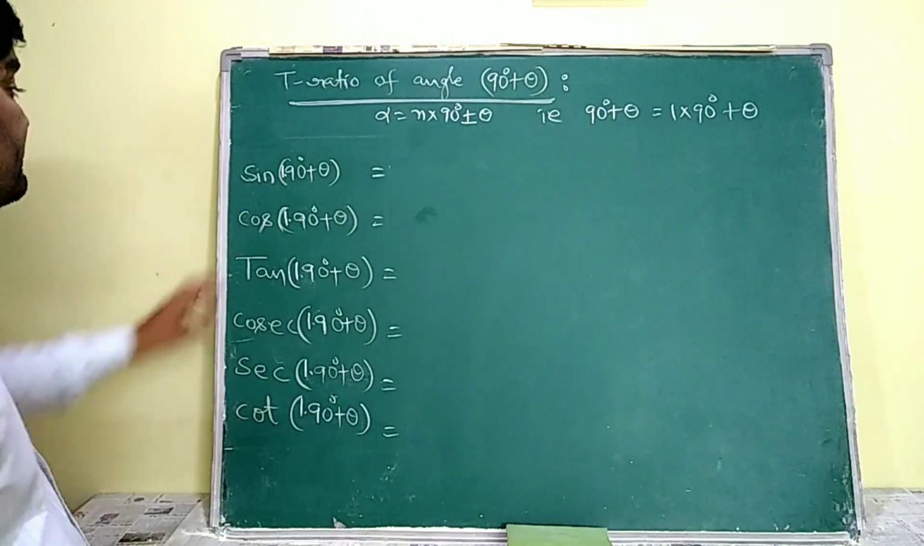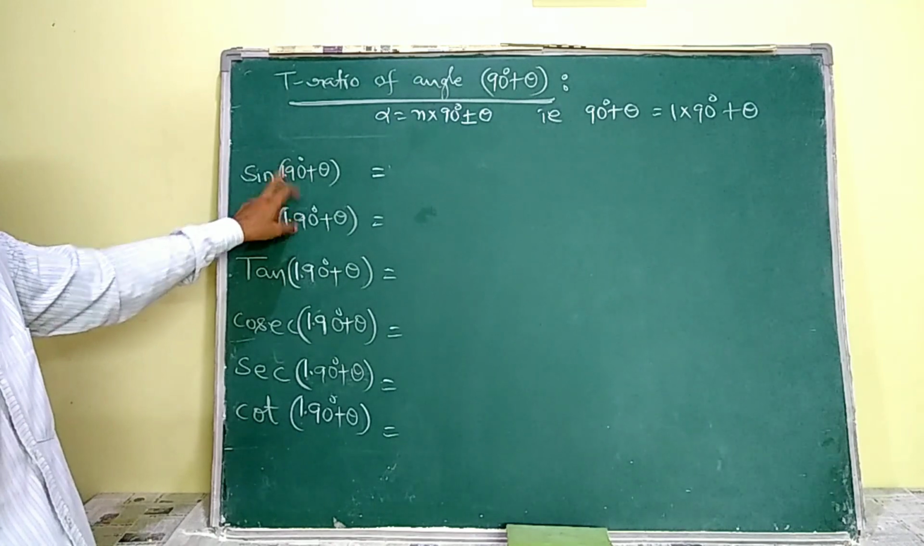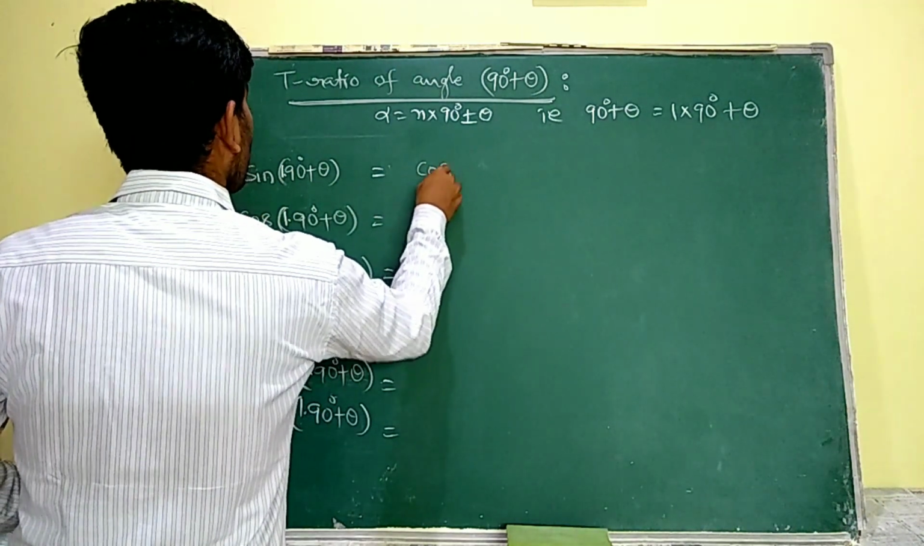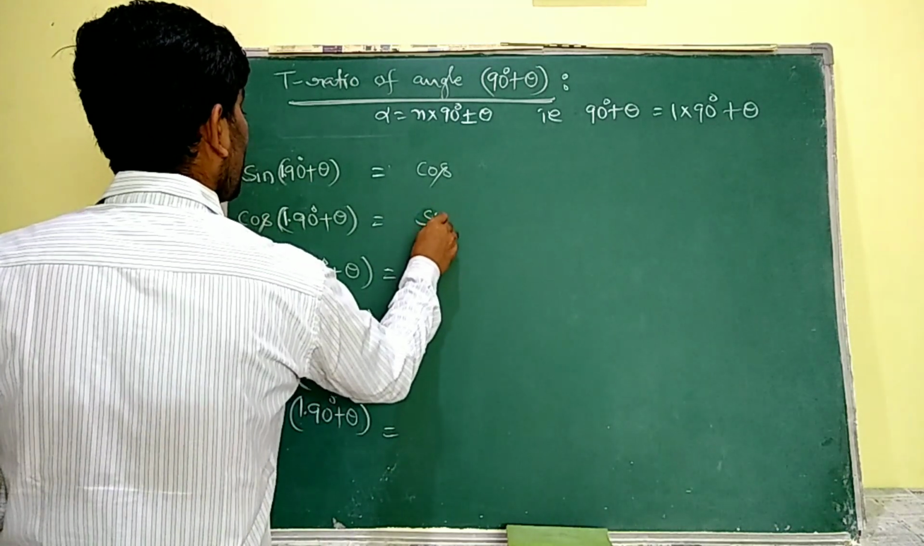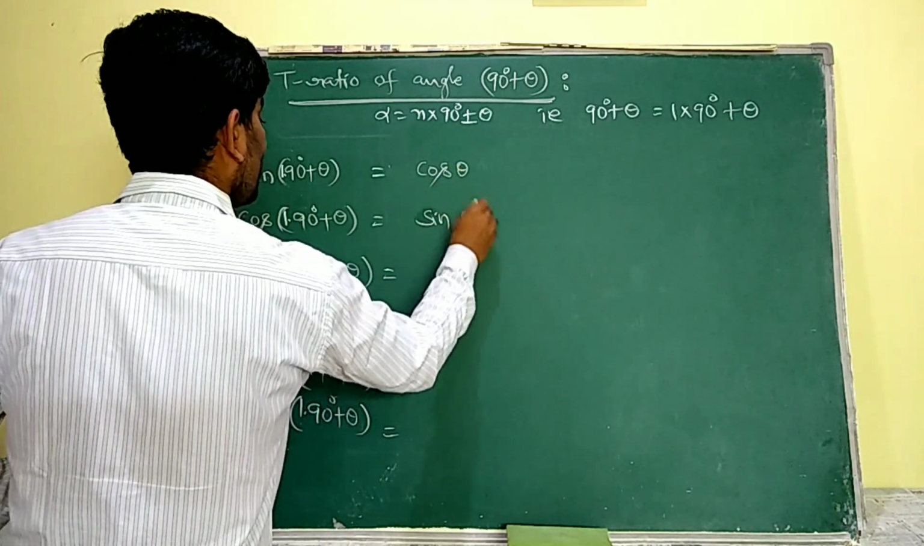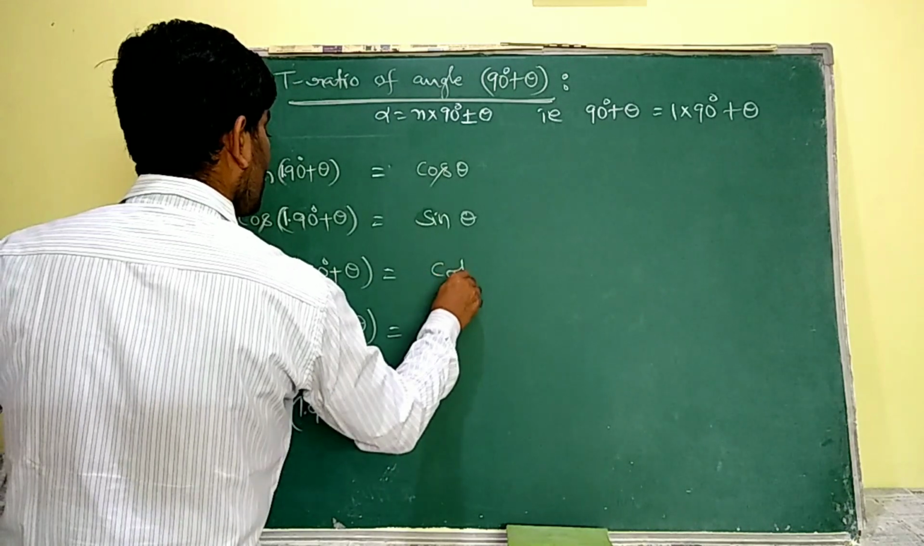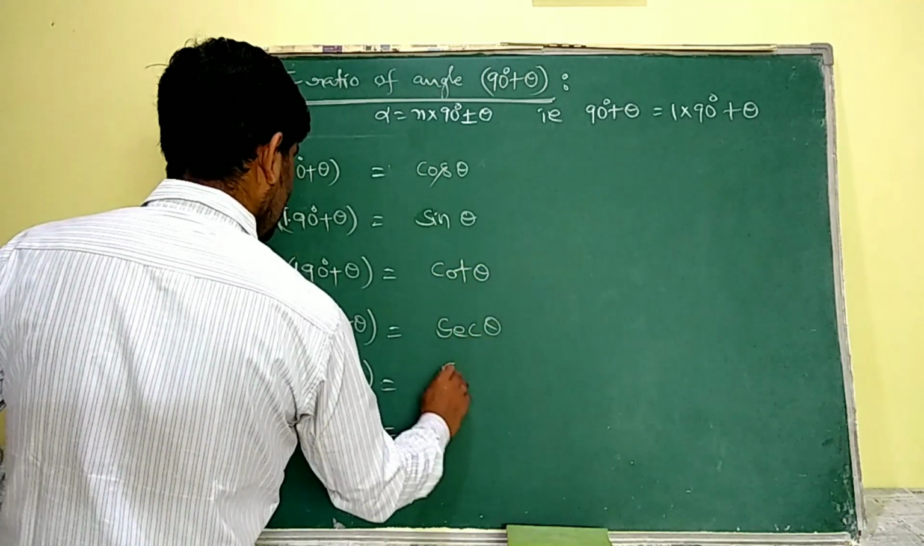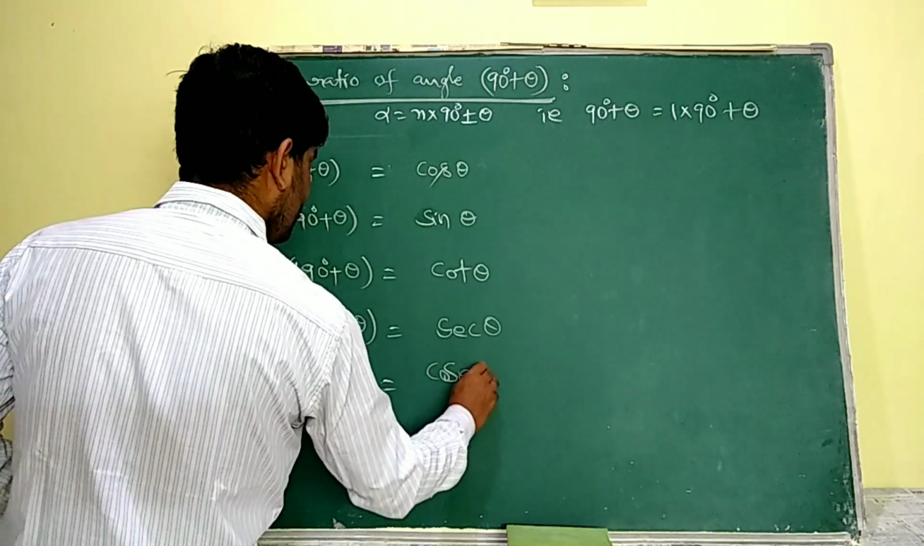Now here in the place of n I have an odd number. So sine becomes cos and cos becomes sine. At a glance I have to write the thetas also. Tan becomes cot, cosecant becomes secant, and secant becomes cosecant.